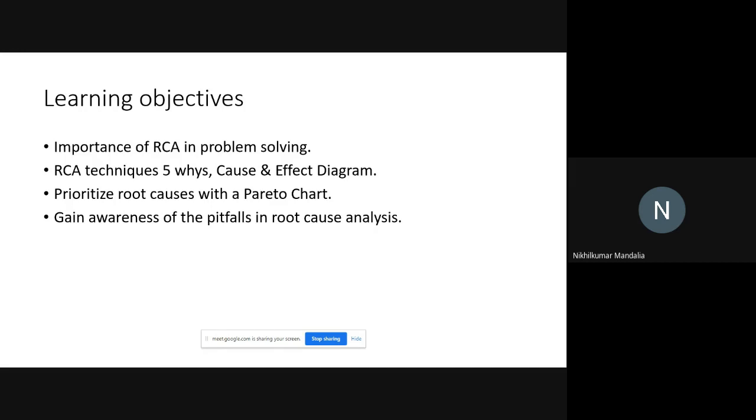This is the main objective, and if you see today's learning objectives, we can see the importance of RCA in problem solving. There are some techniques that help us find the RCA, and there are some charts also. We can see how those charts will help you to prioritize the root cause, along with pitfalls and some analysis on that.